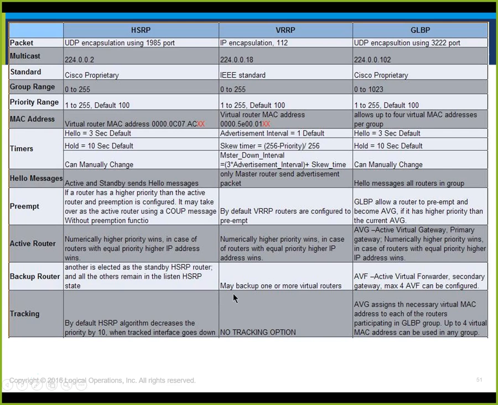15-30 minutes worth of labs. There are a couple of things to look at here, and what I want to point out is the virtual MAC address.